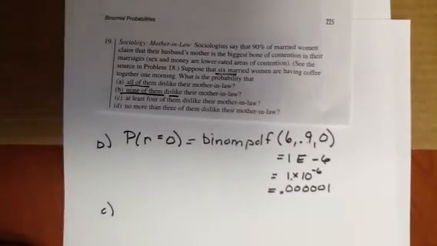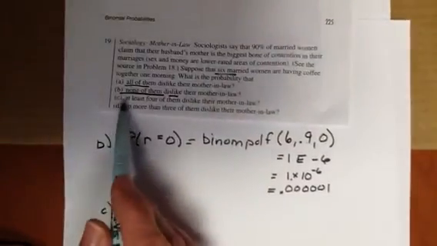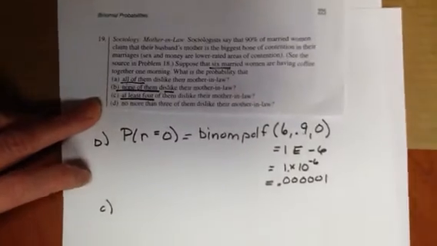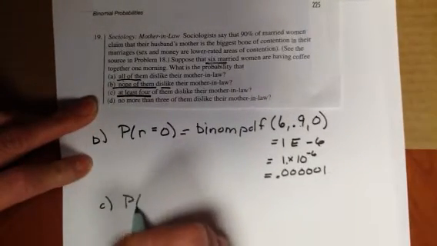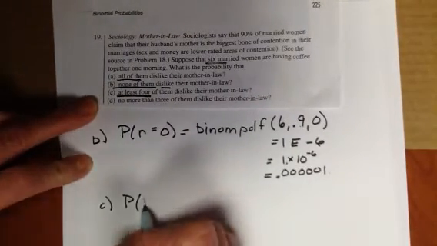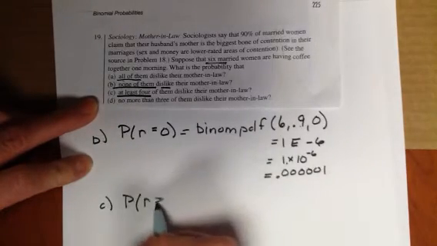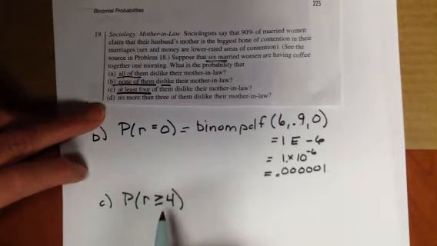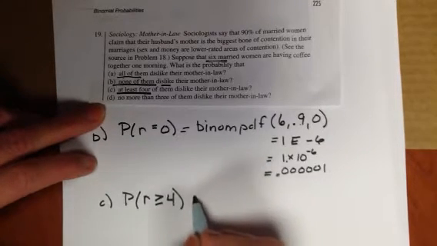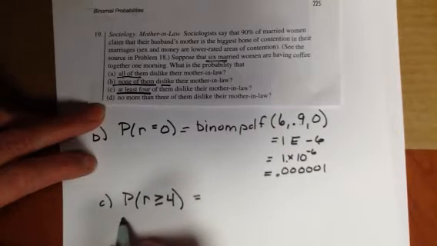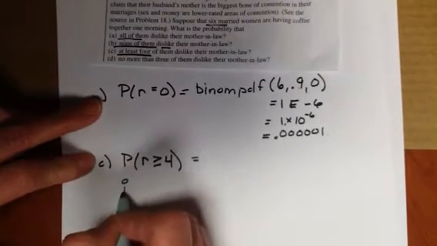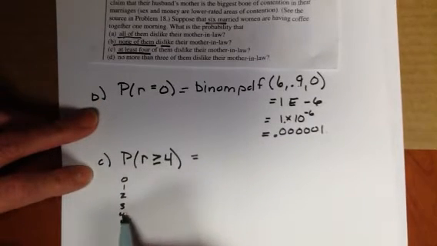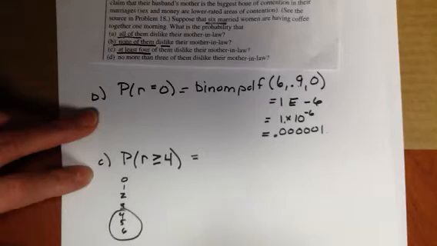Okay, part C. What is the probability at least 4 of them dislike their mother-in-law? Now this is at least 4. Some of us have trouble translating that into an inequality. At least means 4 or more. So that is greater than or equal to 4. So remember, greater than or greater than or equal to, we have to use the complement. Okay? So if you think about this, 0, 1, 2, 3, 4, 5, there's 6 women. Right? Greater than or equal to 4 means 4, 5, or 6.